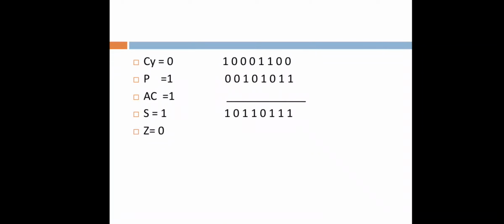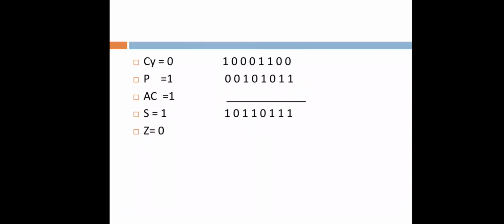As shown in the figure, an example is given and all the flags are affected. Here a carry is not generated, so that's why the carry flag becomes 0. The parity depends on the number of ones. Here the number of ones is 6, and 6 is an even number, so the parity flag is 1. Even parity is there, that's why the parity flag is 1.